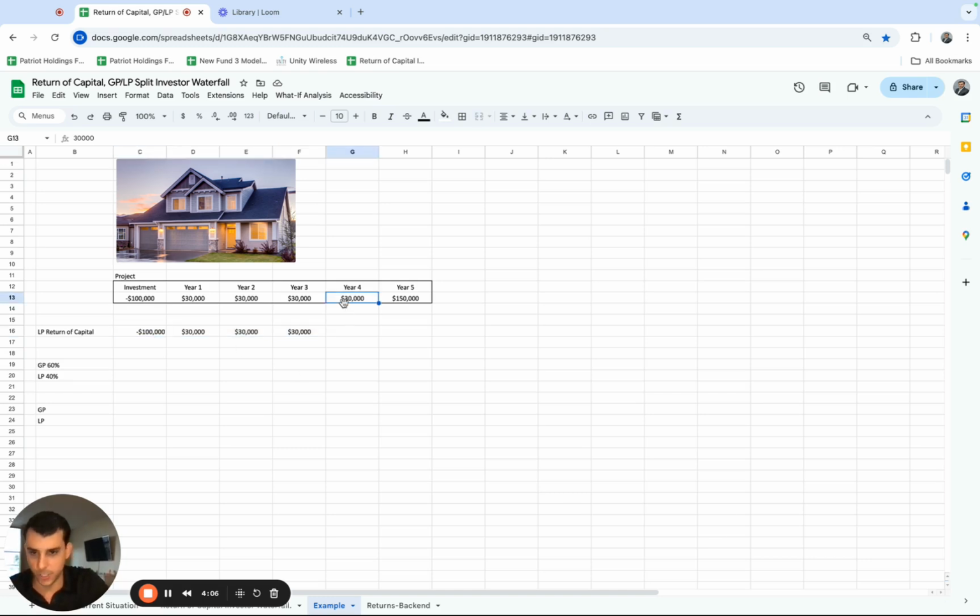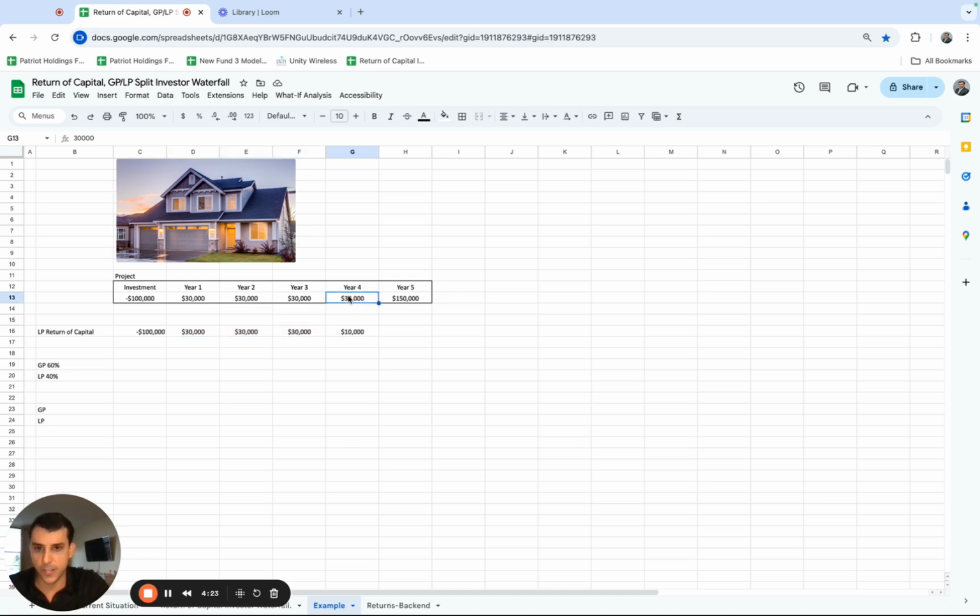Year four, here's where the split starts to occur. To return the capital of this $30,000, how does it get distributed? $10,000 first goes towards returning the capital, because look, you add all these together, $100,000. That's what the investment was. All capital has been returned.